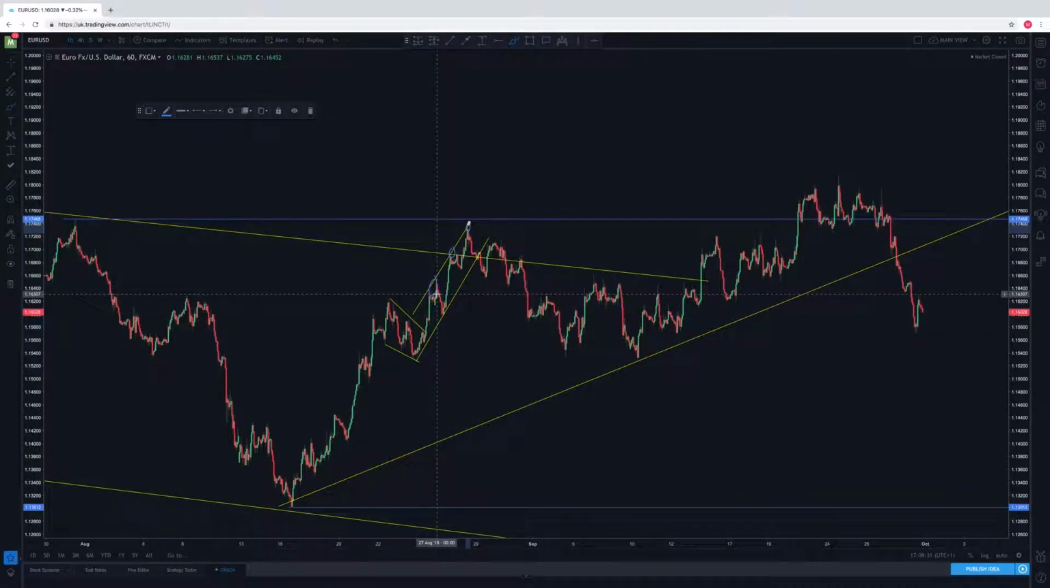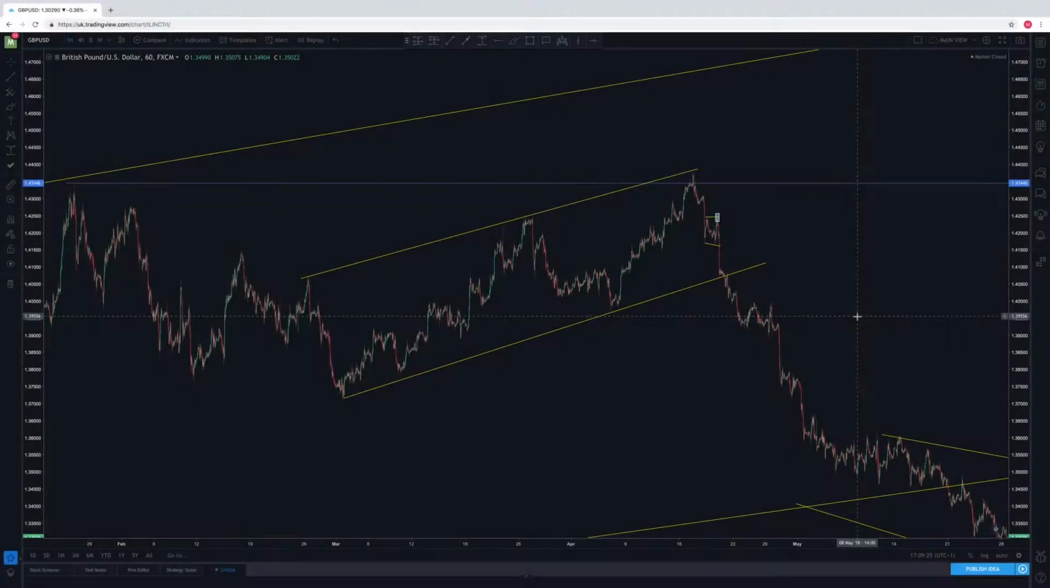So now what I want to show you is an entry point within a few other confluences, with patterns within patterns. So let's dig into that in pound dollar. Now we can see why we use the retrace for management. It really does help. But how do we use it for entry types?